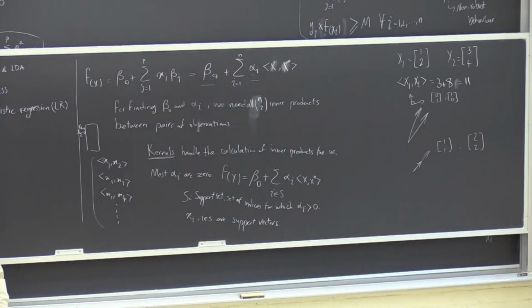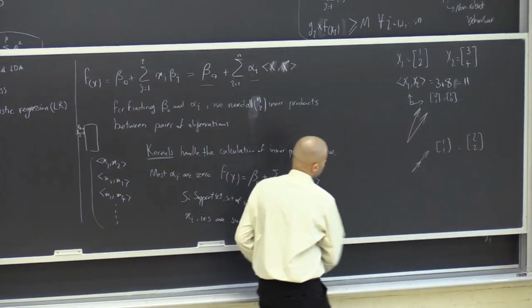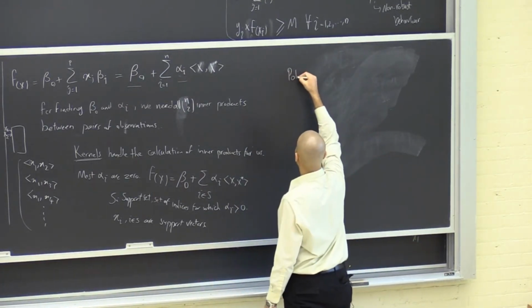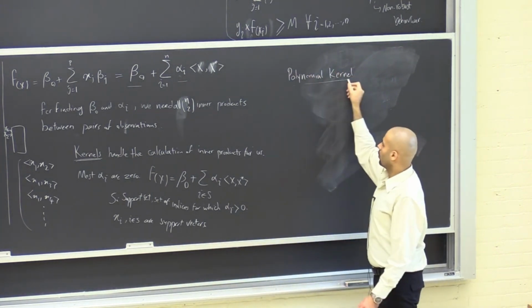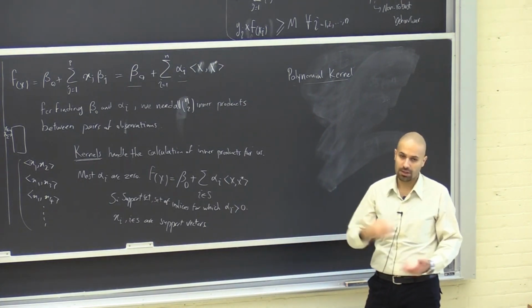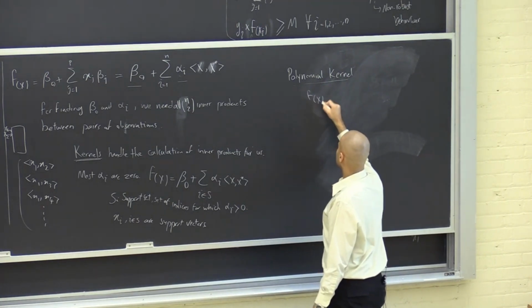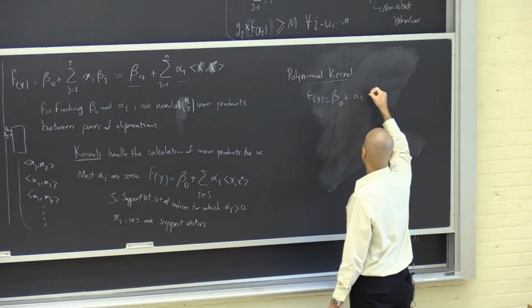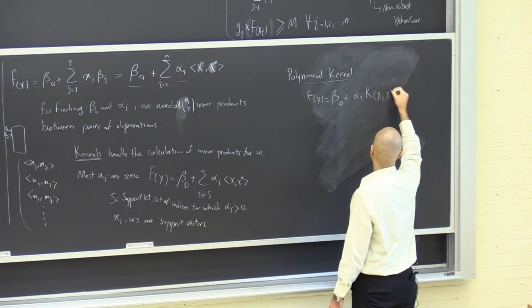So an example of a polynomial kernel is this. Polynomial kernel is what allows us to do polynomial feature expansion automatically. The function that we get when we use polynomial kernel is beta 0 plus the sum of alpha i times some function k of x and x star.